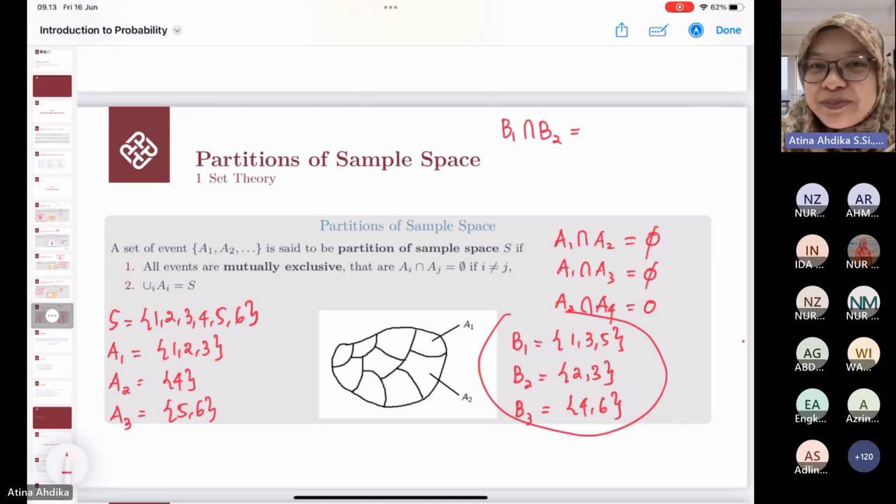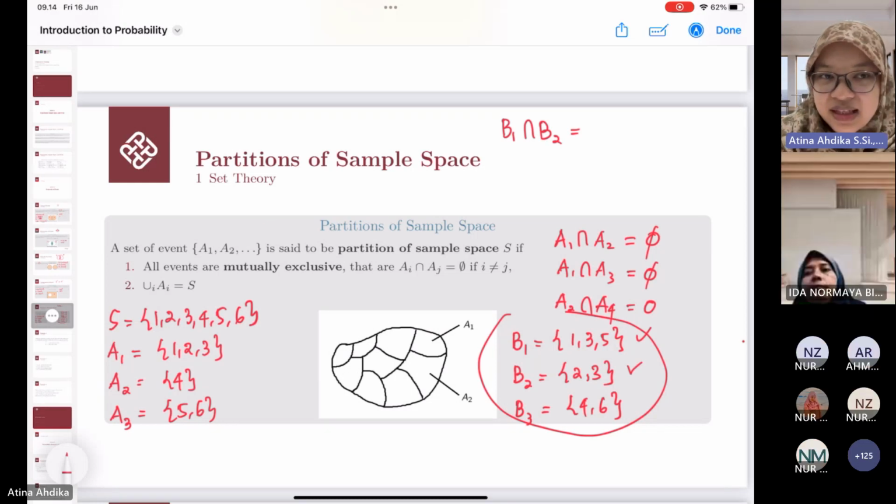Still with Mr. Ahmad. I'm sorry. So what is the intersection between B1 and B2? We have B1 consists of 1, 3, and 5, and then B2 consists of 2 and 3. So what is the intersection between B1 and B2?